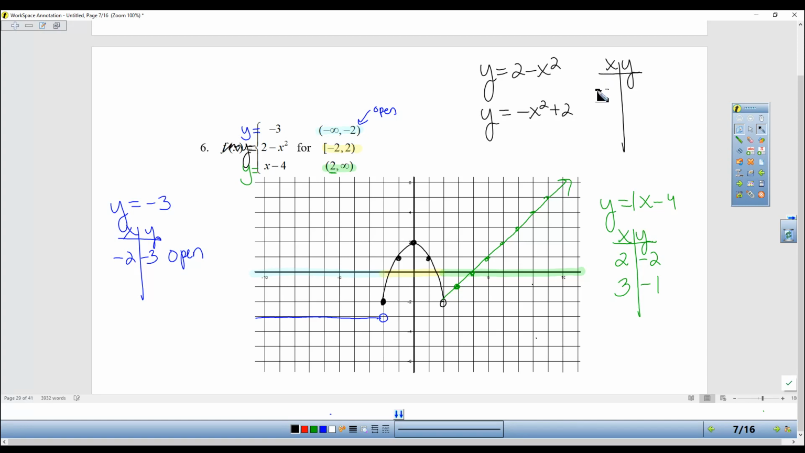But you can always just confirm it. If you put in a negative 2, then it comes out to negative 2. And if you put in a positive 2, it also comes out to negative 2. So you could always check it that way.